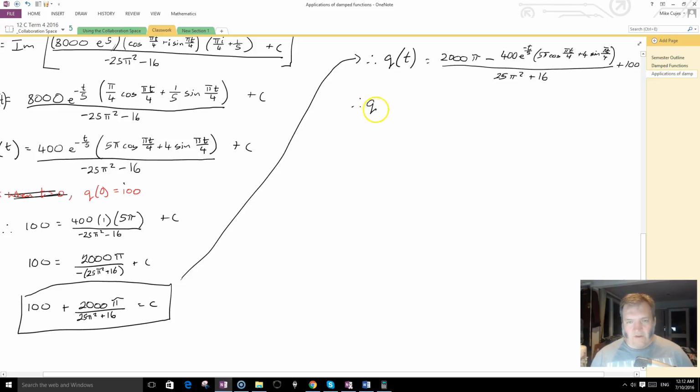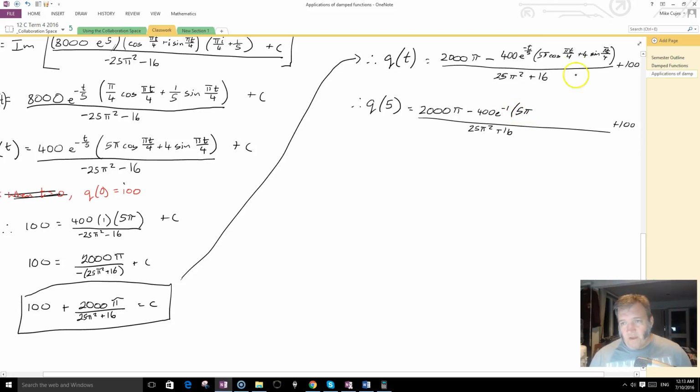Okay, we want to know the total charge in the system when the time equals 5. Well, that's not going to be too hard to find. 2000 pi, that's not going to change. Denominator is not going to change. 25 pi squared plus 16 plus 100 doesn't change. What do we have to do here? Negative 400. Oh, okay, it's going to be negative 400 e to the negative 1, because 5 over 5 is going to be 1 and it's a negative, so negative 5 over 5. Okay, that's not so bad.